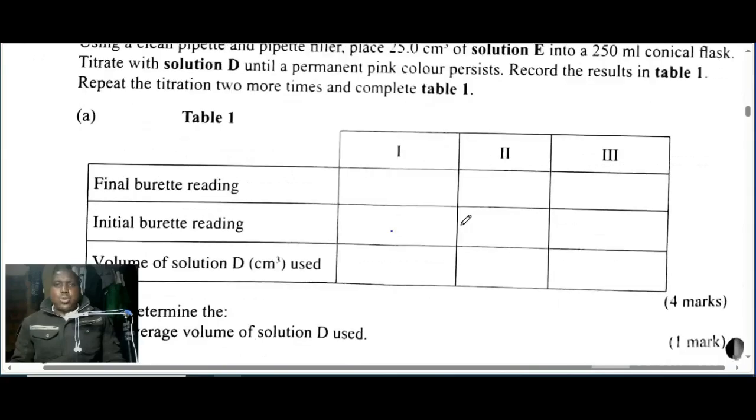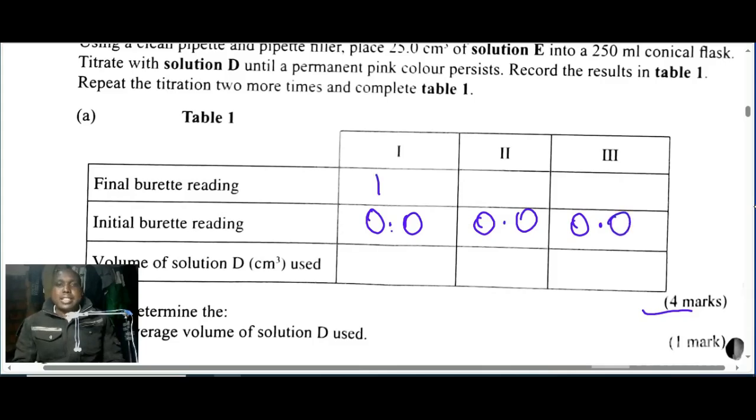So let me take you through how to fill the table. This table has got 4 marks, as you can see. So there is a mark for the decimal point. I want to encourage you to use 1 decimal point. And here, assume that every time you are doing the titration, you are starting from 0. So the initial reading should be 0.0, assuming that every time you finish, you refill. So it will be 0.0. Make sure you have 1 decimal place.